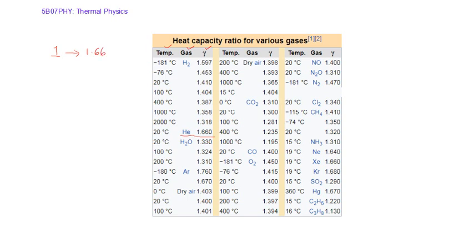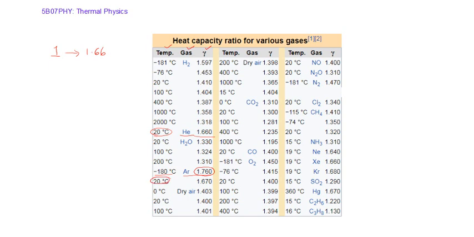Let's take the next one, argon. Note the difference there: argon is at minus 180 degrees Celsius. Remember, you have to consider both the temperature as well as the value. For helium, the data given is 1.66 at 20 degrees Celsius, which is near room temperature. But the first argon data is for minus 180 degrees Celsius, so do not be worried about this value. Just look at the next value, for the same argon at 20 degrees Celsius.